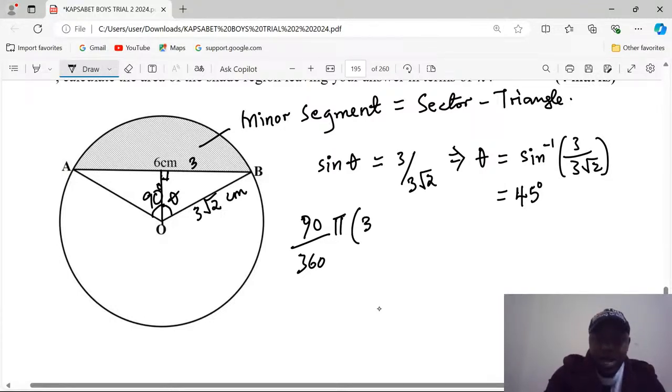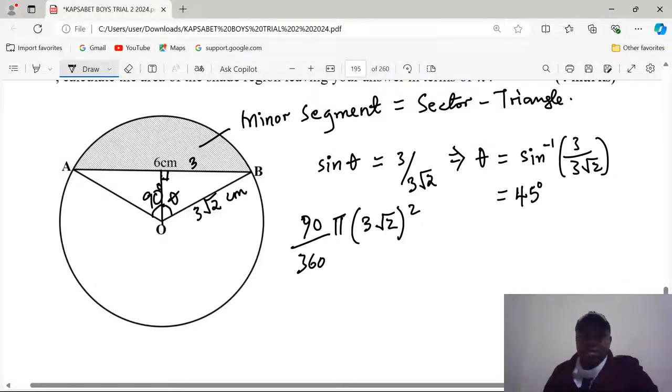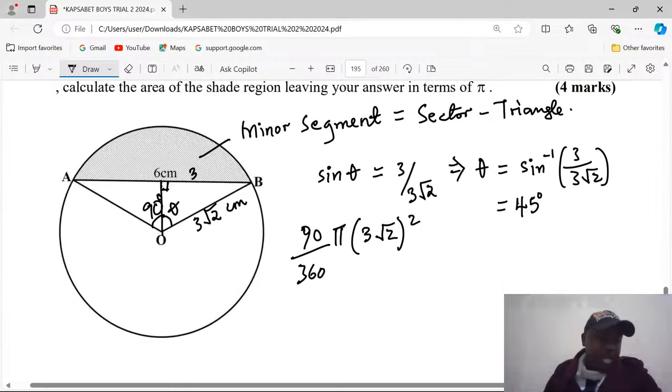The value of r is 3 root 2, and this is what we are going to square. Theta over 360 pi r squared. Remember, according to the instructions, the value of pi is supposed to be left just as it is. From this area of the sector, we shall be subtracting the area of the triangle.